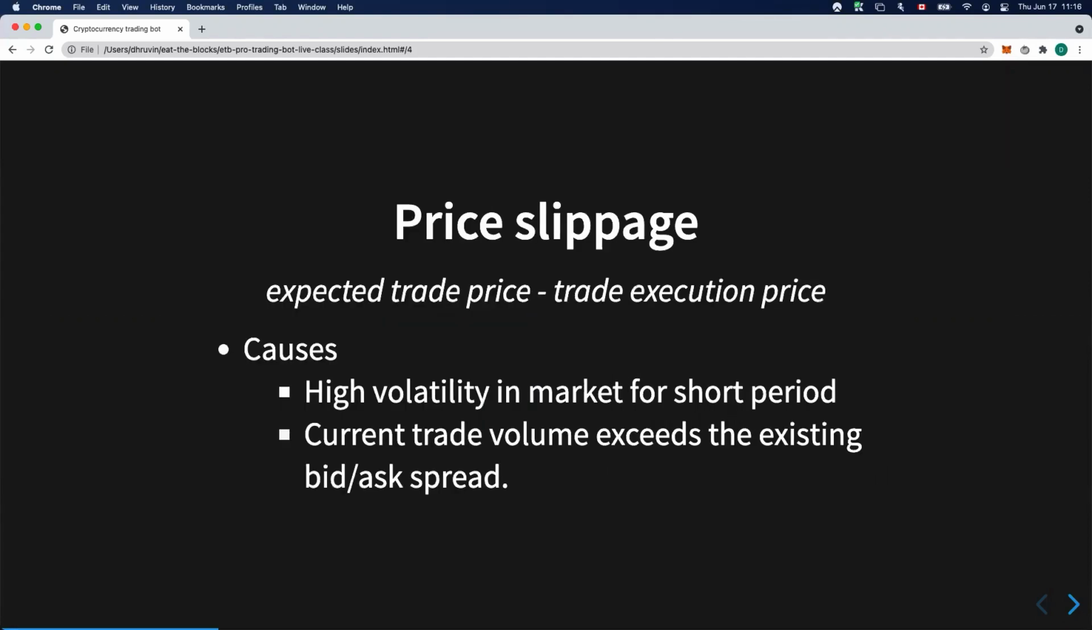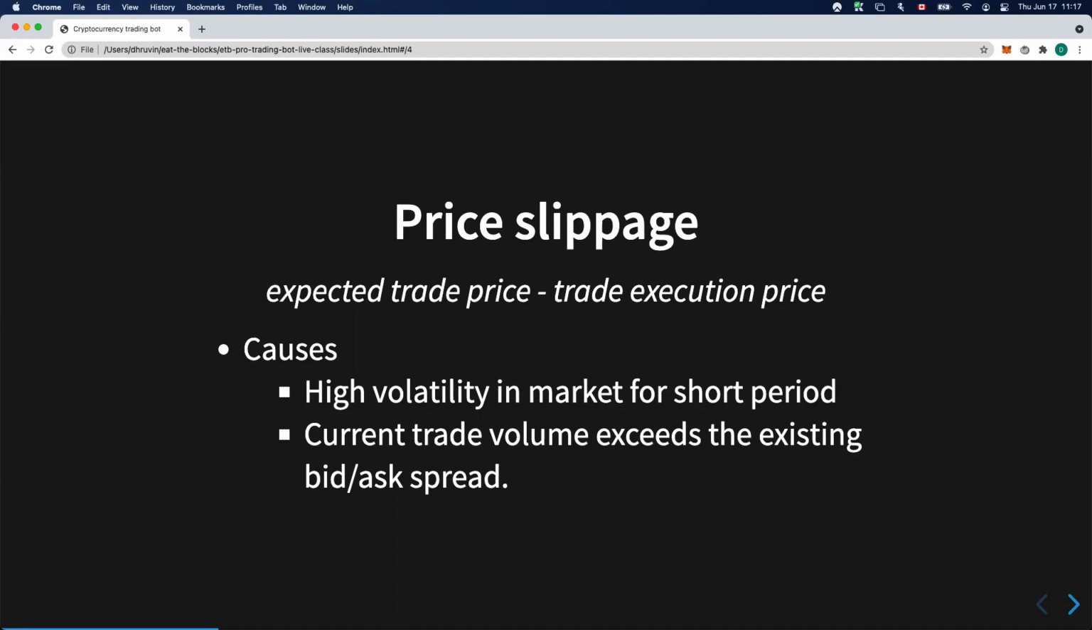So just a moment ago we talked about the term called price slippage. So what is price slippage? The simple formula to calculate the price slippage is the difference between the trade price which you were expecting and the price at which the trade got executed. So that's basically what the price slippage is.